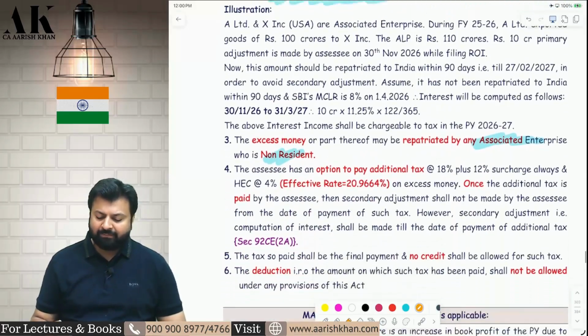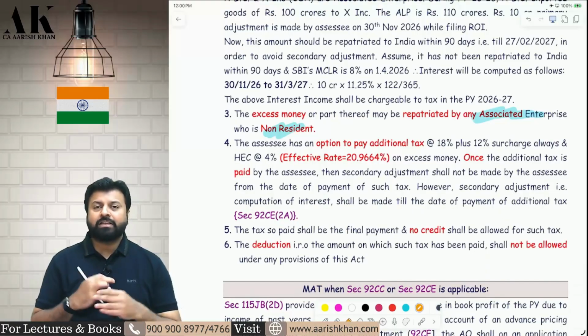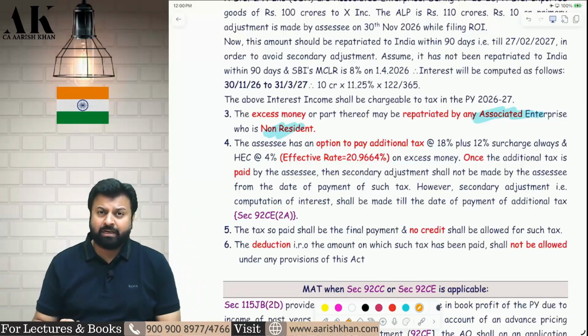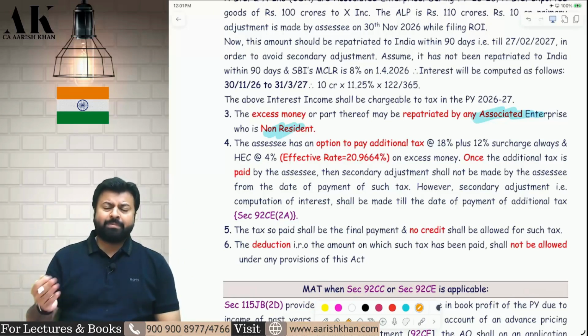Sir, is there any way we can escape from this? Till when will this interest be charged? This interest will be charged till the time you bring back the money to India. Sir, if we don't bring back the money to India for 5 years, then interest will be charged for 5 years? Yes. Why not? Bring back the money to India.